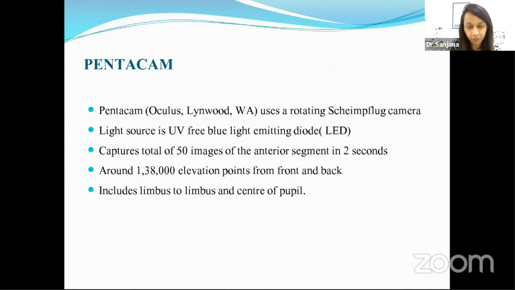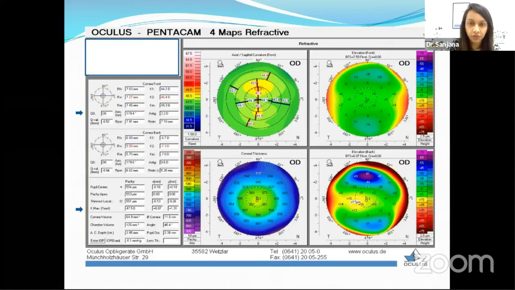rotating Scheimpflug camera, and it has a light source of UV-free blue light-emitting diode, and it captures about 50 images of the anterior segment in 2 seconds, and takes into consideration about 138,000 elevation points from the front and the back of the cornea, and takes the entire image from limbus to limbus, including the center of the pupil.